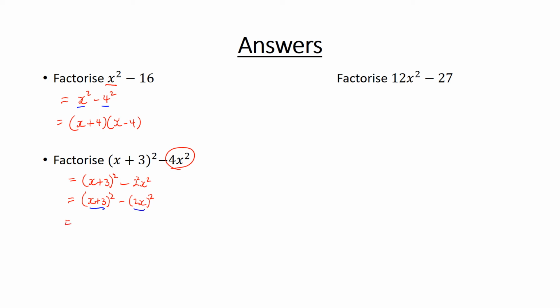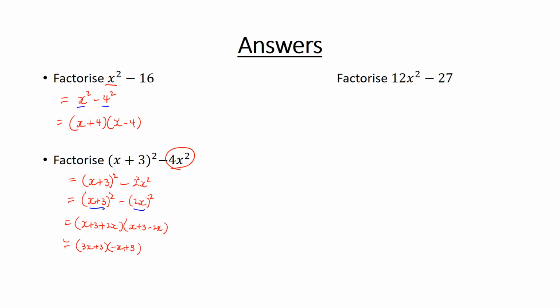That means that we can rewrite this using our formula, and we have x plus 3 plus 2x and x plus 3 take 2x. We then collect the like terms and we end up with 3x plus 3 and negative x plus 3.